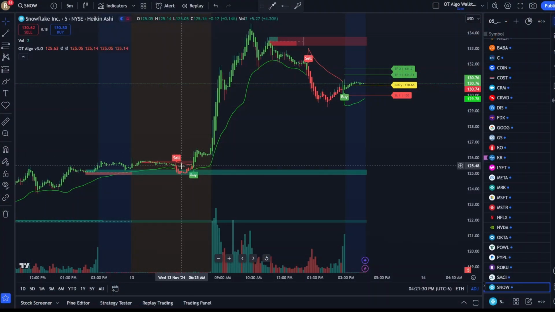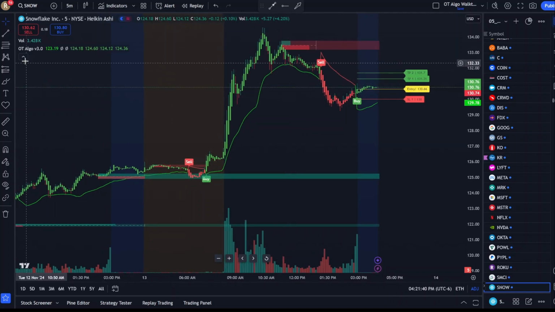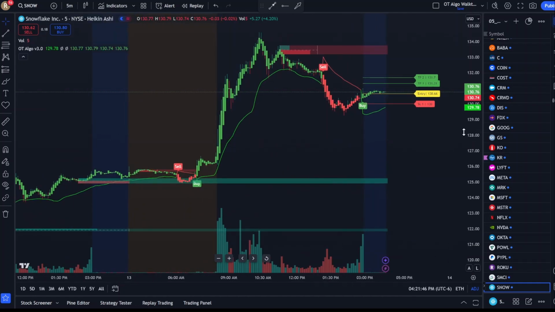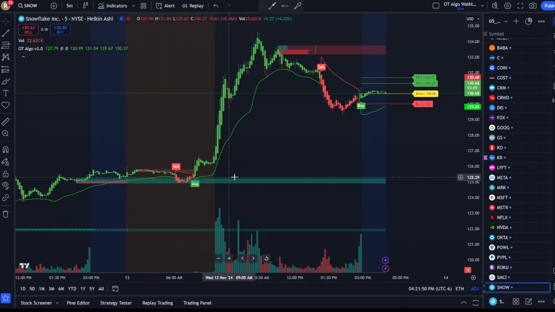So today we're going to talk about how to use the OT algorithm version 3.0 and get the maximum profits out of it. Let's understand the basics of it. The algorithm provides three different conditions, three different areas here, which talk about the alerts by itself, the buy and sell alert, the order block, and the trend line.